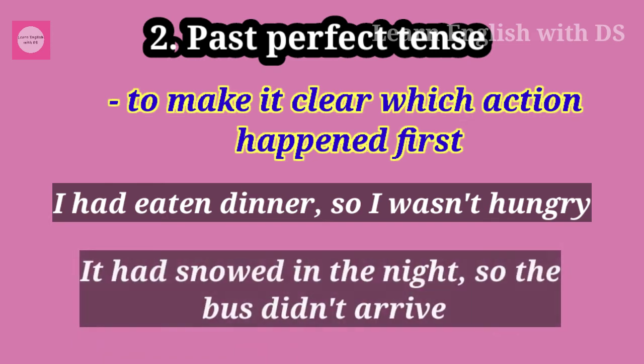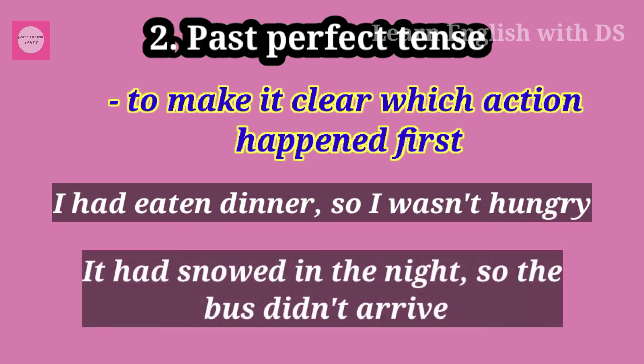It had snowed in the night, so the bus didn't arrive. In these examples, we are using the past perfect tense to give reason for some past action.